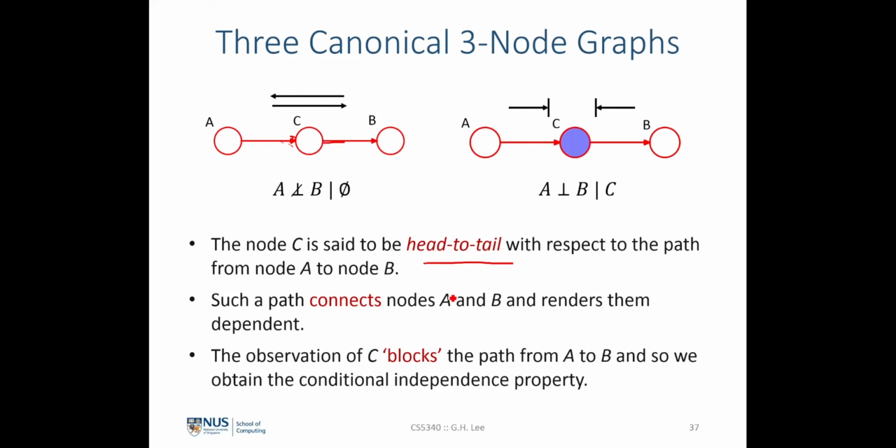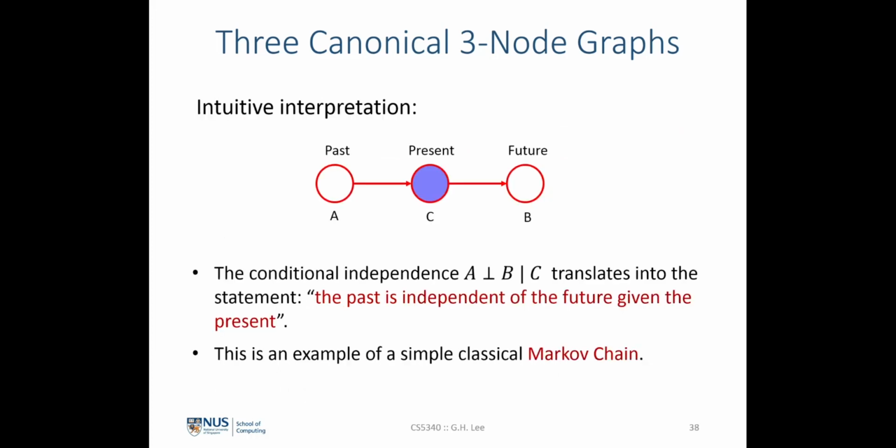And such a path that connects nodes A and B renders them dependent if C is not observed. This means that the path is connected from A to B as well as from B to A when C is not observed. But when C is observed, then the path from A to B and B to A is blocked, or rather the observation of C blocks the paths from A to B and vice versa. And this is the first independence property that we can derive from the d-separation principle.